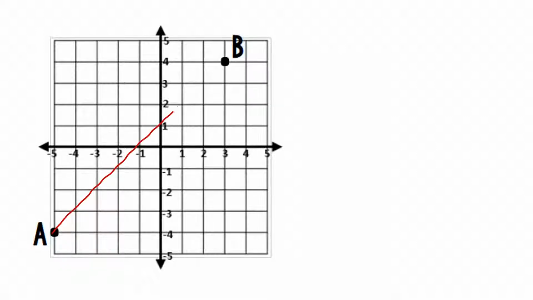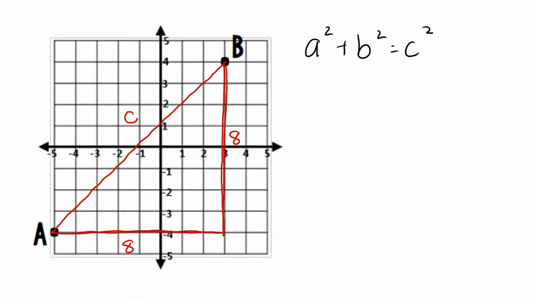We start by connecting our 2 points. That is our diagonal letter C. We can go ahead and draw the right triangle, our 2 edges, A and B. Counting our edges, A is going to be 8 squares. B is going to be 8 squares. And we use that information to plug it into the Pythagorean theorem.